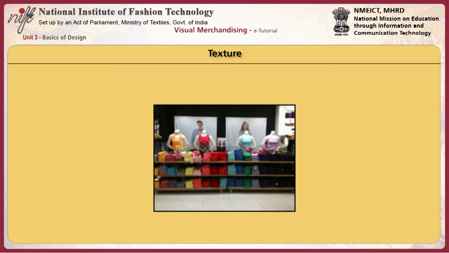The next element is texture. The texture of the wall defines the window as shown in the image. The texture plays an important role in design. It gives the look and feel of the product or the design space. Even when we go to the shops, we look at texture to purchase a merchandise.